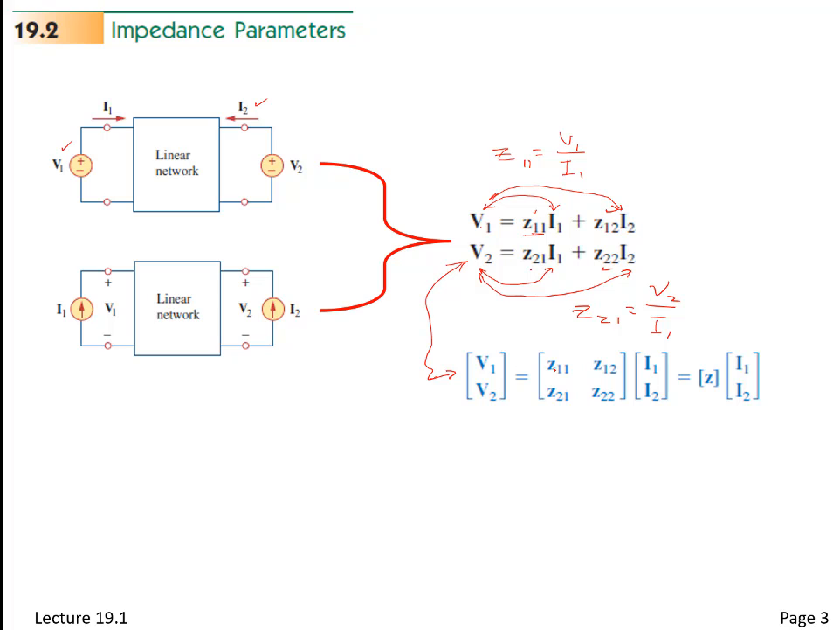Where V1 is Z11 times I1 plus Z12 times I2. Okay, and if you really tighten it up, it looks like this. So these are the Z parameters that we all think of. All right. So now let me just put up those simple equations, and you have these.